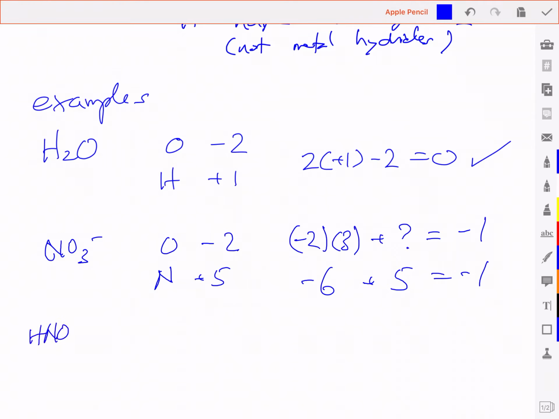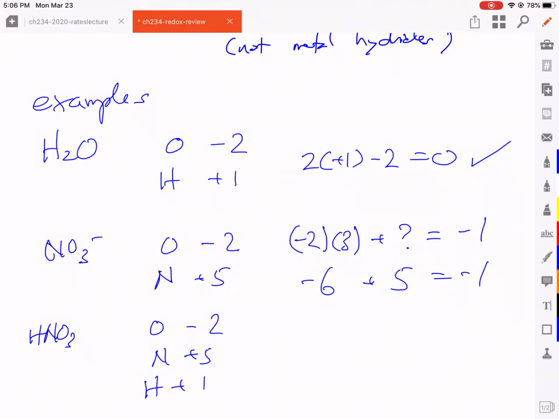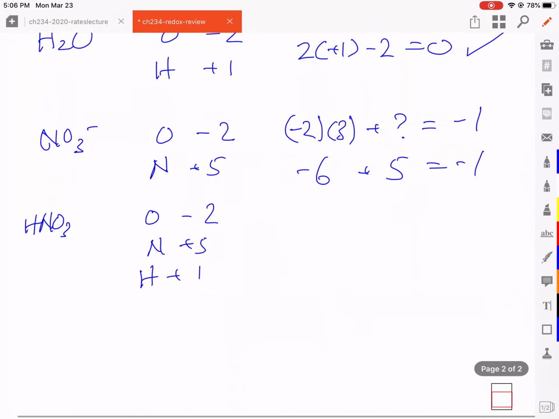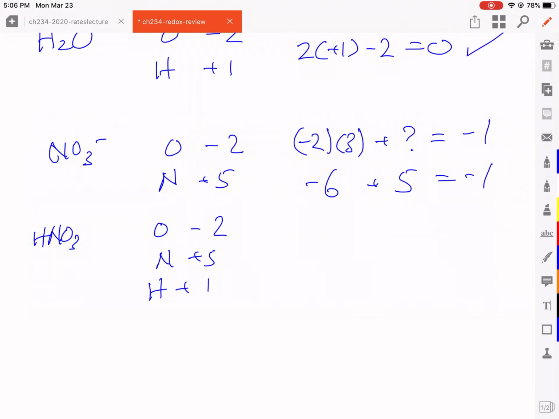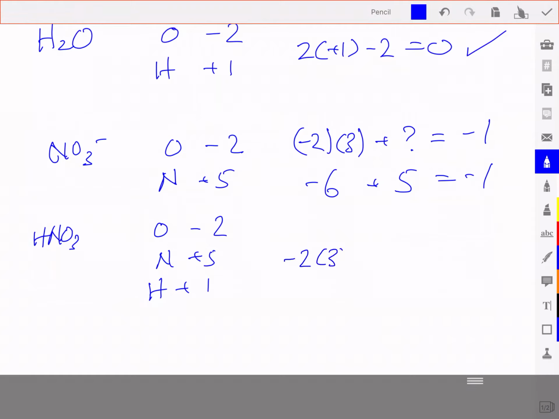And if we put it in nitric acid, oxygen would still be -2, nitrogen would be +5, and hydrogen would just be +1, exactly what we would expect it to be. And -2 times 3, I might as well write that down. -2 times 3 plus 5 plus 1. So for our oxygen, nitrogen, hydrogen equals 0.